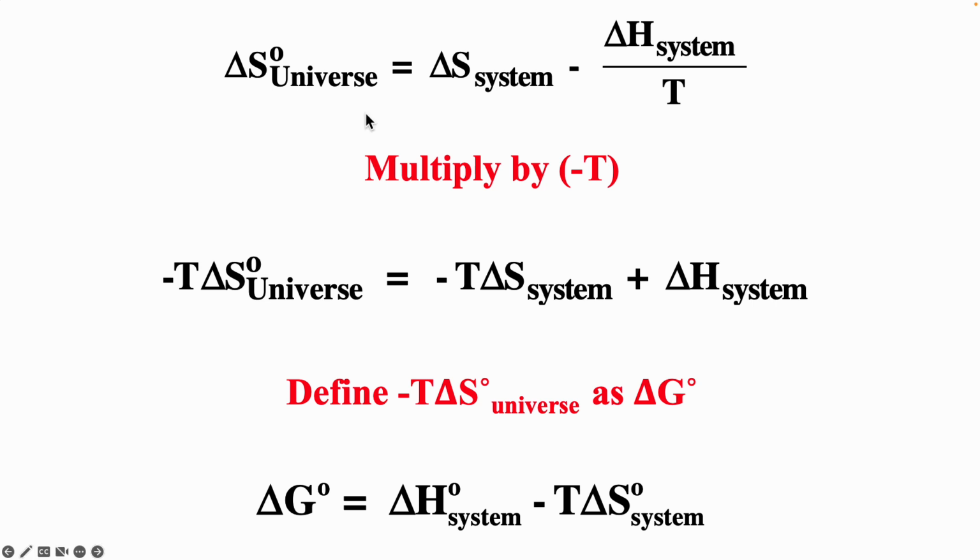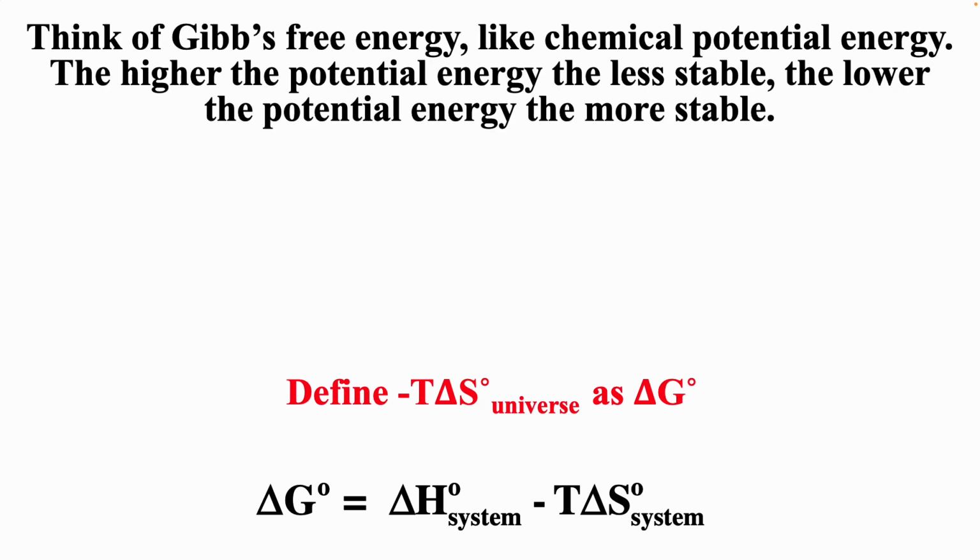And then by defining the universe as composed of system and its surroundings, we're actually able to determine the delta S of the universe in terms of the system. Now, through this little manipulation, we're talking about delta G, again, this is of the system, and delta G is important. It's a form of chemical potential energy. So think about Gibbs free energy like chemical potential energy.